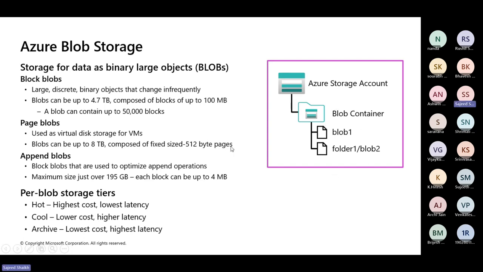So it is something like this. You have to create an Azure storage account. Then you create a blob container where the different files can be stored. Blob one, and in a further folder you can store blob two, and so on. That is how you can create a hierarchy of your blob data. So this has to be done.